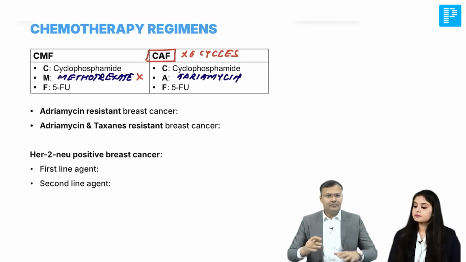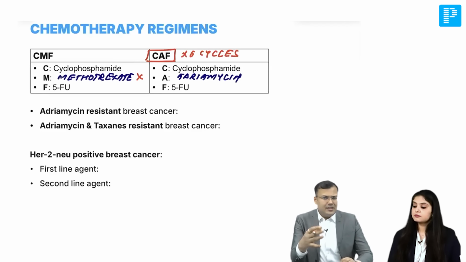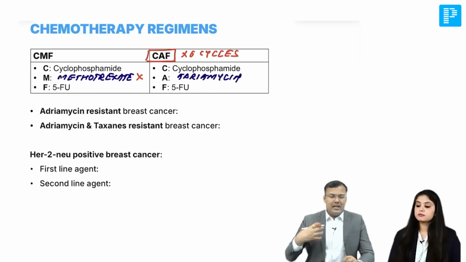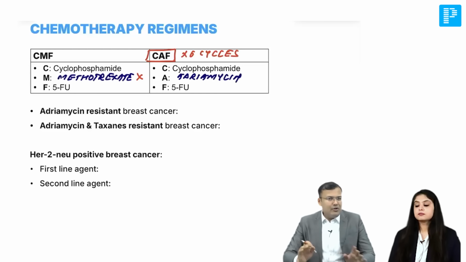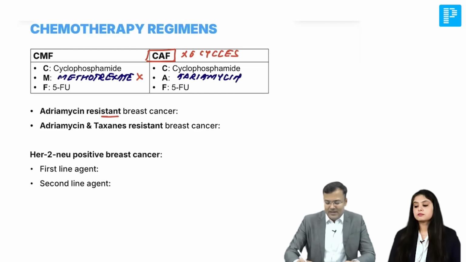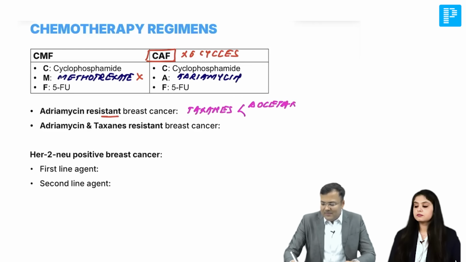How many cycles are given? 6 cycles. You have seen in internship that when a PG or second year PG is giving chemotherapy, before chemotherapy he is going to examine the lesion, document it, and after chemotherapy also he is going to examine and document it. If it is not responding, so it's resistant. So adriamycin resistant breast cancer, we are giving one toxic agent. Toxic, can you tell me the name? Taxanes. And you must be knowing the names of the agent: docetaxel, paclitaxel.